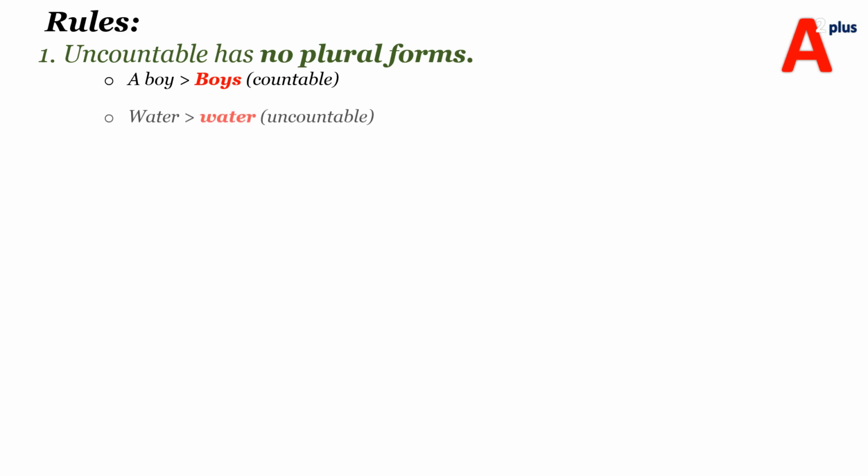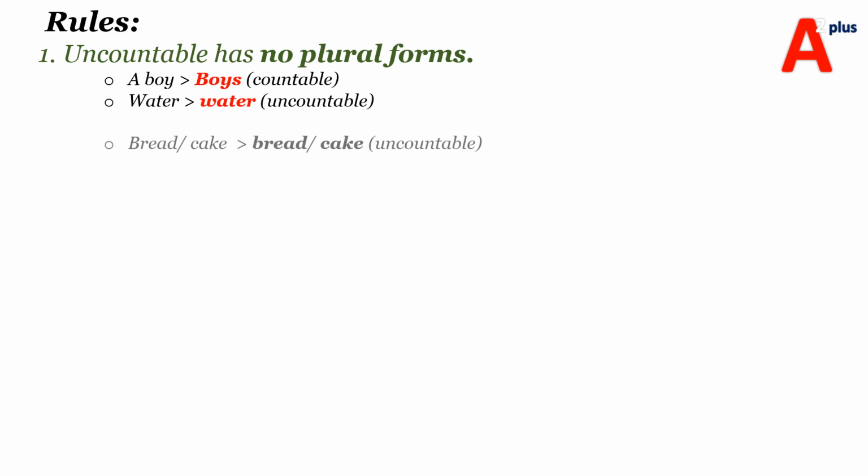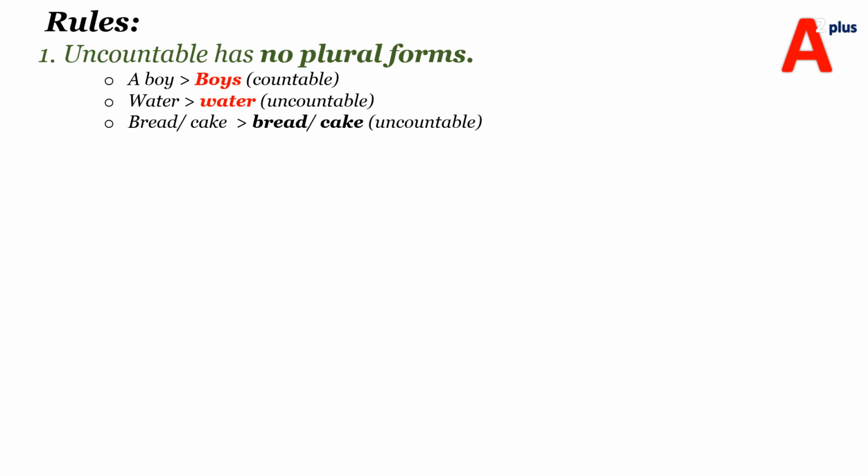Let's see an example. A boy becomes boys in the plural. But for example, water. Water is uncountable, so it stays water.